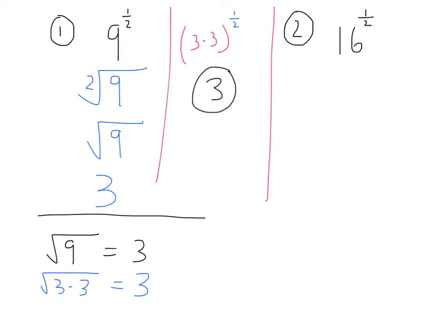Okay, so next one, 16 to the 1/2. All that means is that's the same thing as saying the square root of 16. So this is the square root of, well, 16 we know is 4 times 4. I just want half of those factors. So 1/2 of those is just one of those. So that would just be 4.